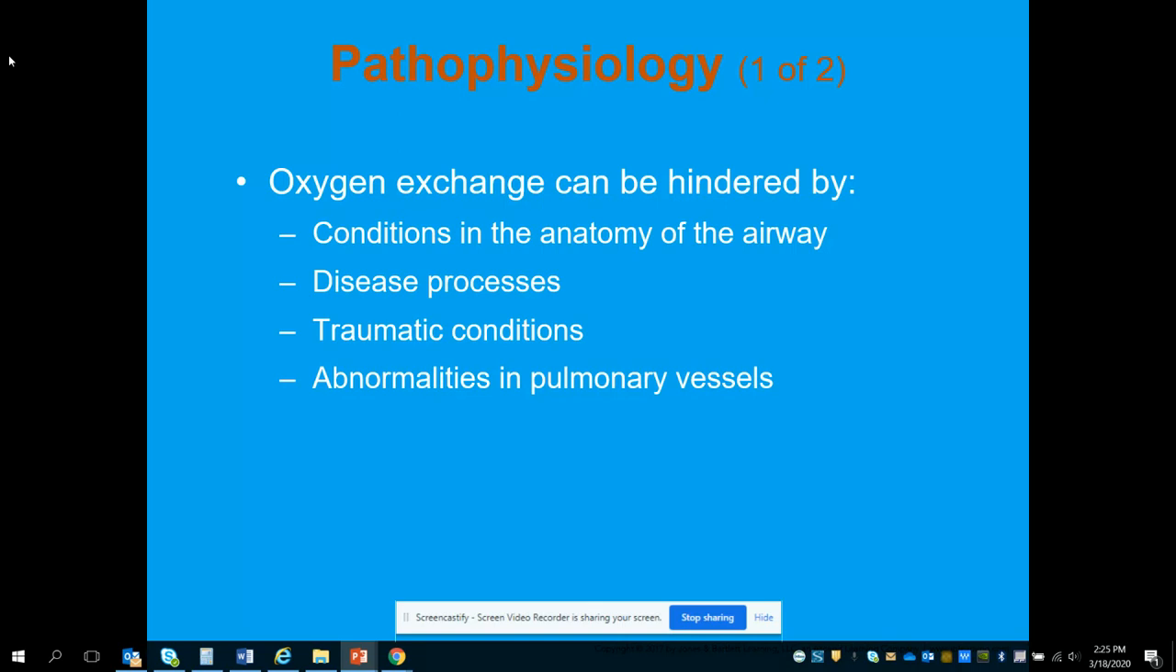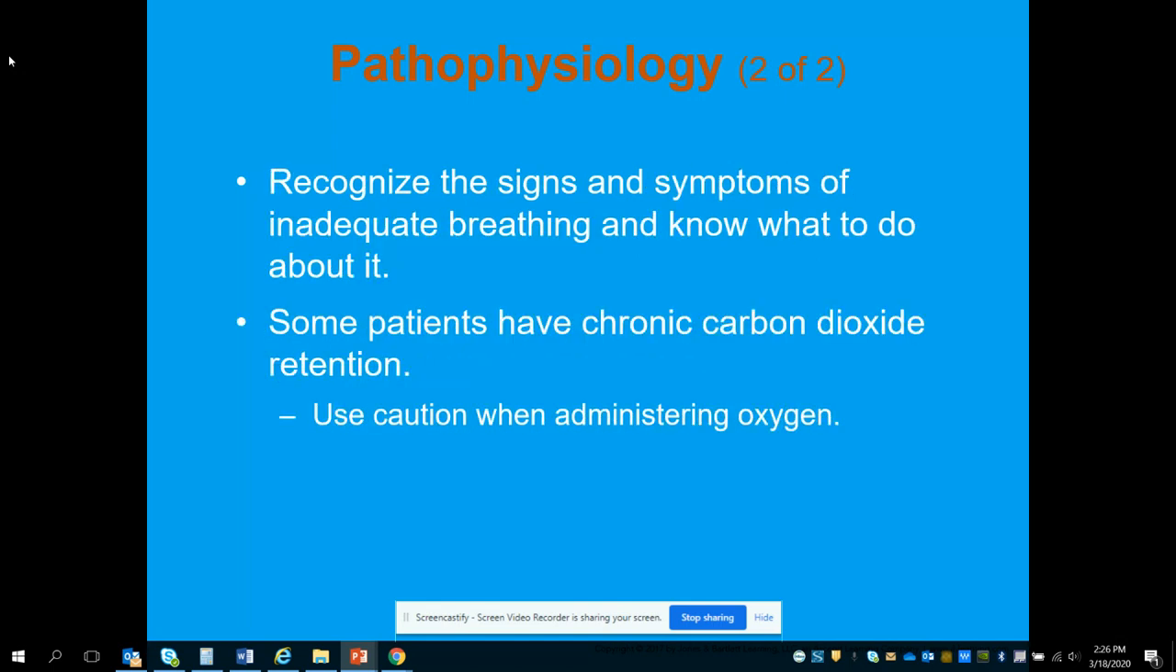Looking at oxygen exchange and how it can be hindered, it could be because of a condition in the anatomy of the airway, so something that's physically blocking it. It could be because of trauma, it could be a disease process, or it could be some abnormality inside of the pulmonary vessels. Recognizing the signs and symptoms of inadequate breathing and knowing what to do is very important.